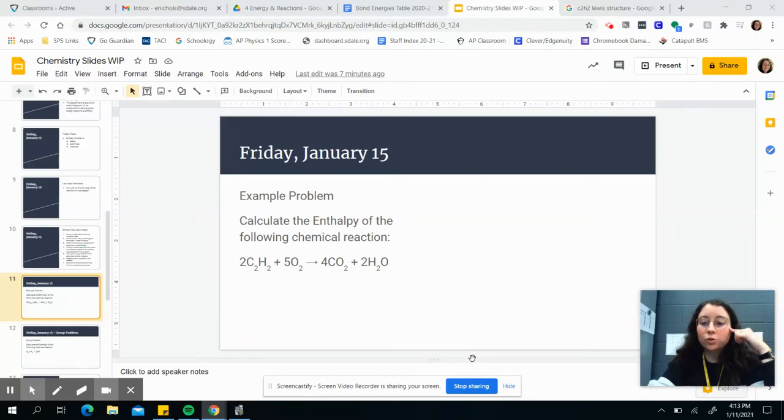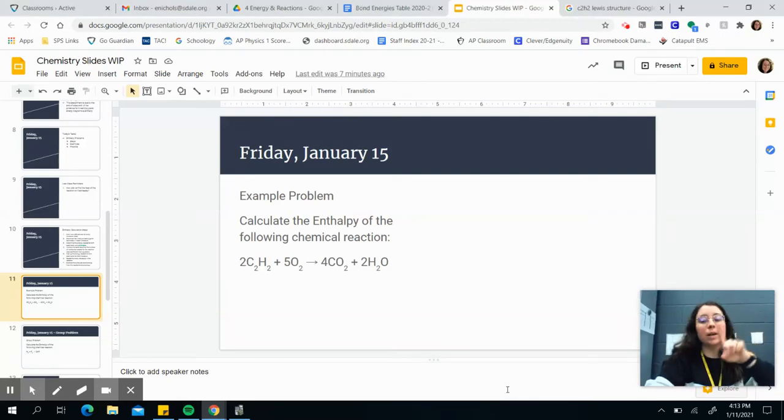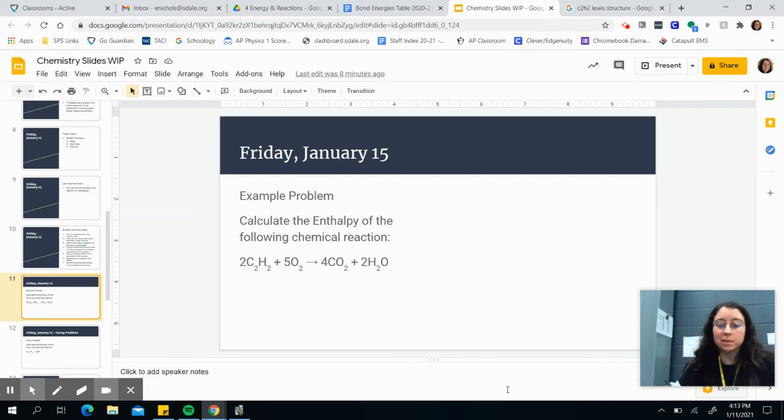Hi guys, I want to show you one example for an enthalpy calculation. So here's our example problem. I'm going to do the same one in class, but in case you need to see it again, this is just going to be the exact one that we're doing. You can just watch as many times as you need to. Our example problem is to calculate the enthalpy of the following chemical reaction: 2 C2H2 plus 5 O2 makes 4 CO2 plus 2 H2O.